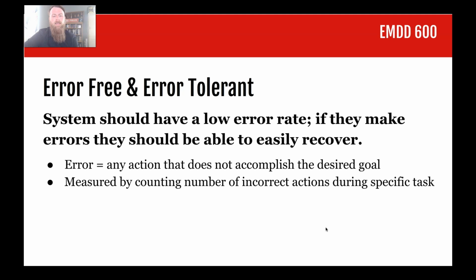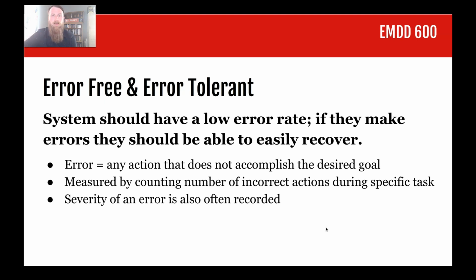Typically measured by counting the number of incorrect actions during a specific task. That makes sense, right? As you're observing a user, you can understand their user journey. Okay, well, why did that person go over here as opposed to over here, or click that button instead of that button? Did it meet the user's needs in terms of allowing them to respond to what the system does?